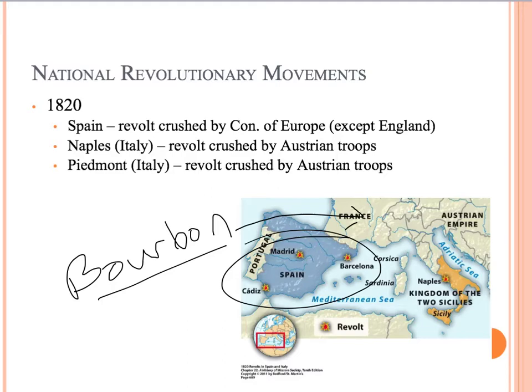In Italy, you have a couple of revolts in Naples, and then Piedmont, which is not on the map, but Piedmont's going to be right up in here. They're revolting, and the Austrian troops put that down quite easily. So again, the Austrian Empire is at the forefront of putting down these revolutions, but these three are wanting to revolt due to outside influence, outside rule, trying to rule themselves, thinking that they have the ability to.